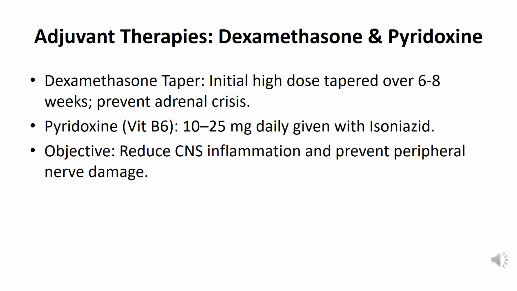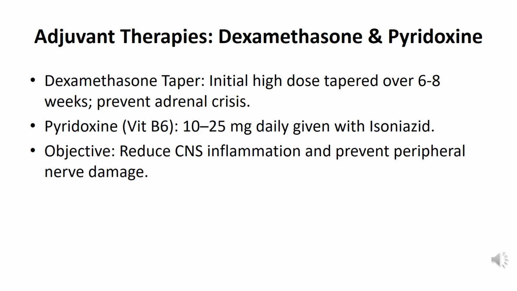Another important supportive therapy is pyridoxine, also known as vitamin B6. This vitamin is routinely given alongside Isoniazid, one of the key drugs used to treat tuberculosis. The typical pyridoxine dose ranges from 10 to 25 mg per day. Although the dose is small, its benefits can be significant.